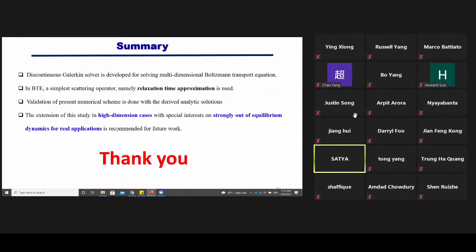And after that, this is my summary. We developed a DG method solver for solving the multi-dimensional Boltzmann transport equation. In the Boltzmann transport equation, we are taking a simple scattering operator, namely the relaxation time approximation. Then for validation of the numerical solver, we took some analytical solutions. And this work will be extended to higher dimensional cases, especially of interest for strongly out of equilibrium systems for real applications. This is my talk. Thank you so much.